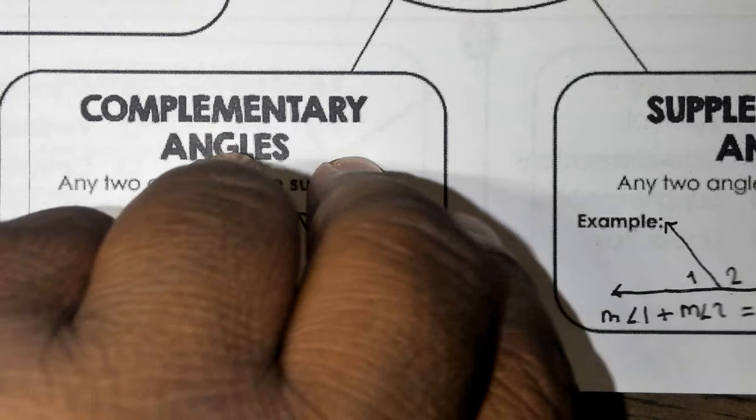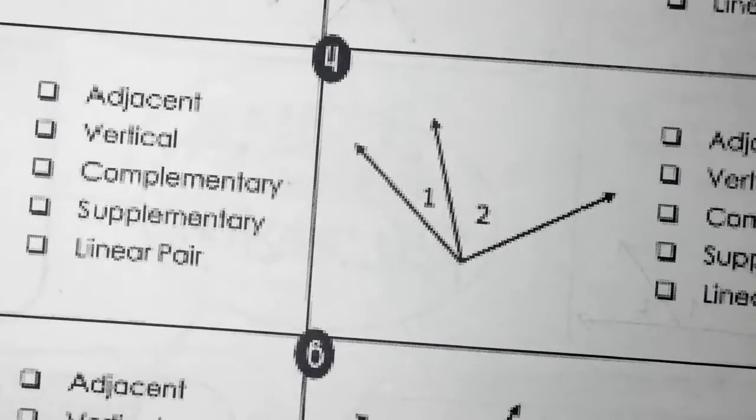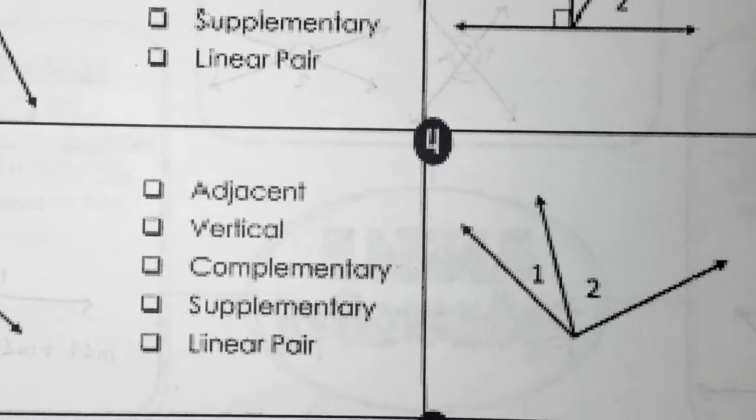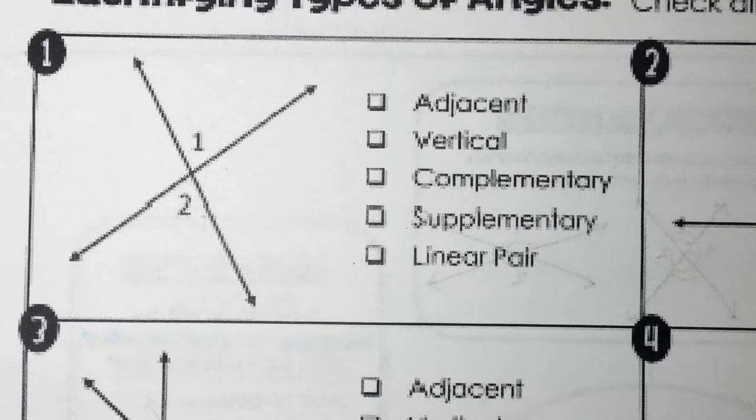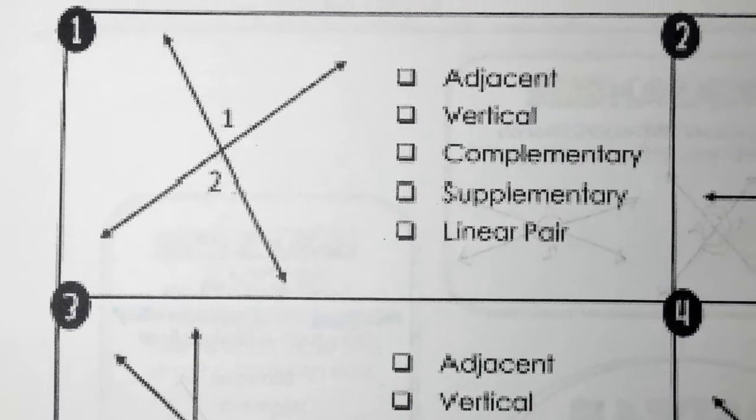Alright, let's go to the back. On the back, let's identify the types of angles and check all the relationships between angle 1 and 2. So all you're doing is using what we did on the front, the chart, and deciding what relationships you see between each one of these 1 through 6. So starting out on number 1, and obviously I'm going to come to y'all for help. Number 1, looking at these, we're going to check everything that applies for these angle relationships.